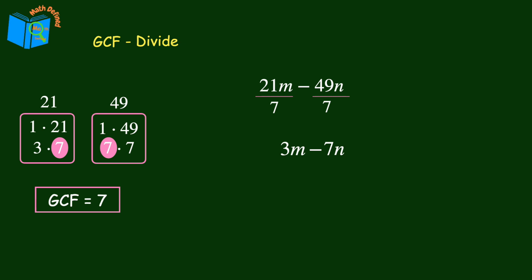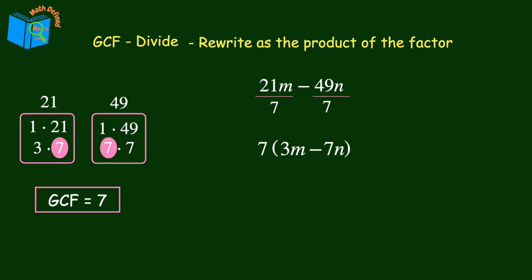The last step is to rewrite the expression as the product of the GCF. To do this, we'll place parentheses around 3m minus 7n, because remember, parentheses mean multiplication. And then we place the GCF, which is 7, on the outside of them. And there you have it. 7 times the quantity 3m minus 7n is the factored expression of 21m minus 49n.